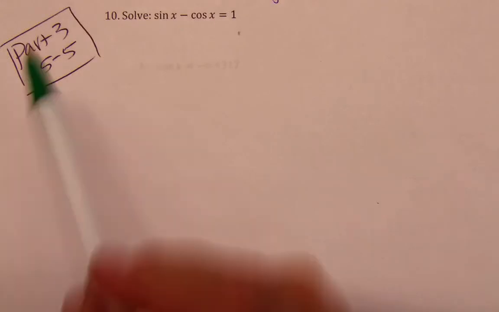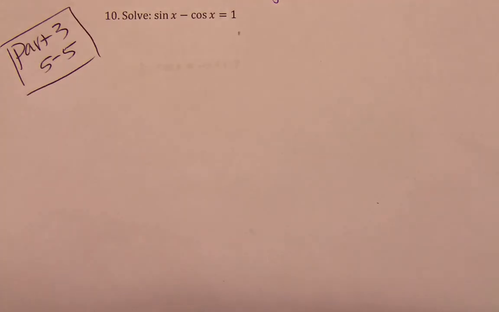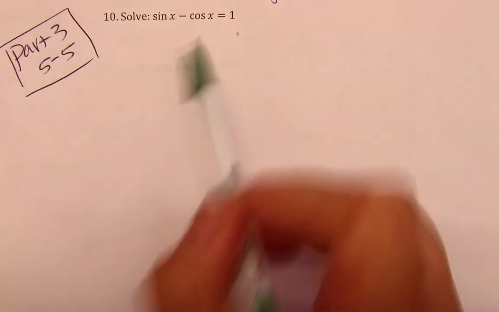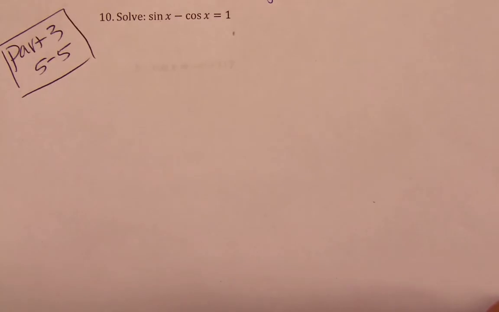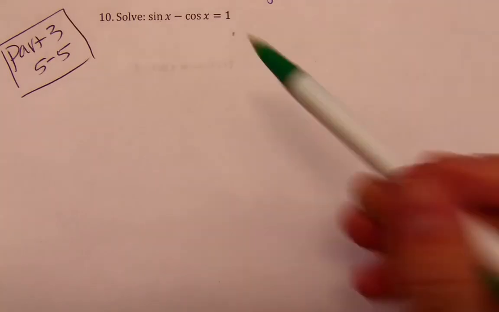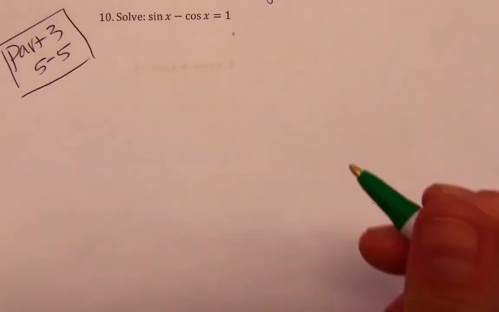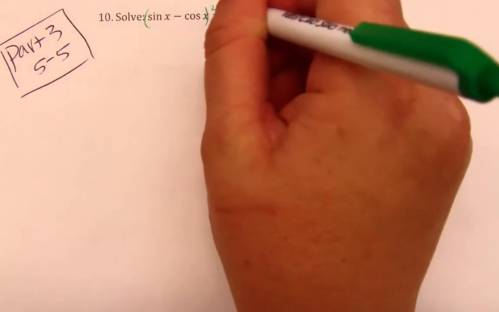Okay, so this is part 3 of 5-5, and we're going to finish up these last few examples. So here we have sine x minus cosine x equals 1. Now, there's not a lot of options we have here with this equation. Things are not squared, there's not a whole lot we can do, and so we have to resort to squaring both sides of our equation.